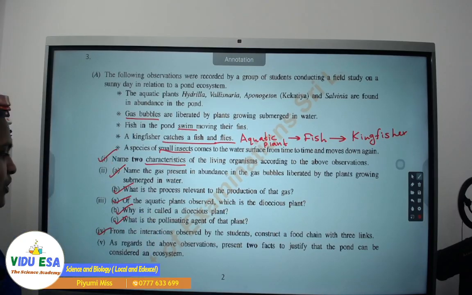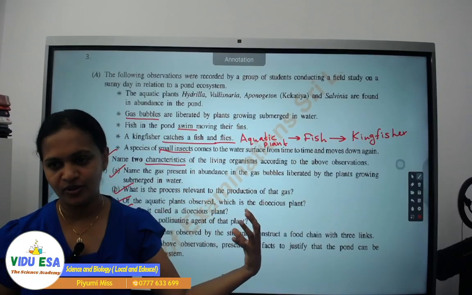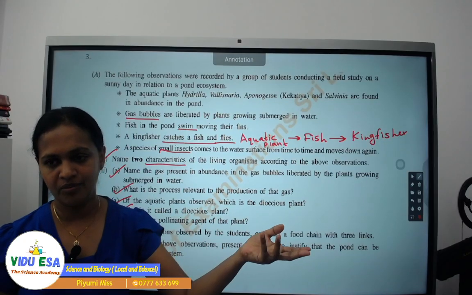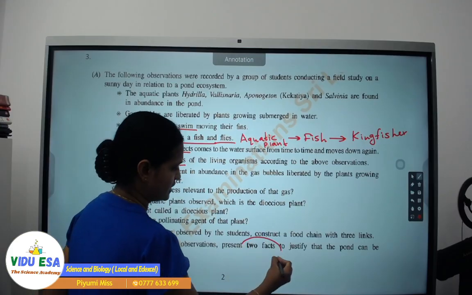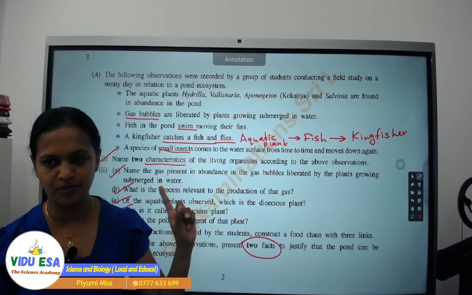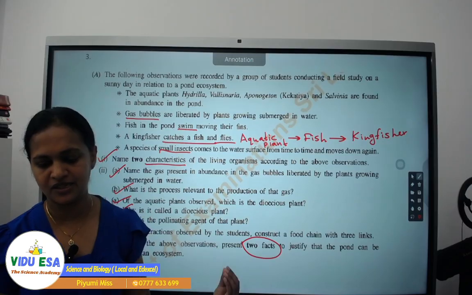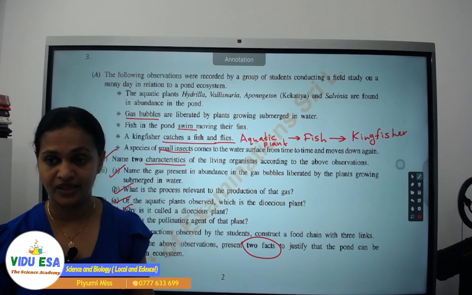As regards the above observations, present 2 facts to justify that the pond can be considered as an ecosystem. In an ecosystem, both biotic and abiotic factors should be present and they should interact with each other. Biotic means living, abiotic means non-living. How do you consider that this is an ecosystem? You have to say 2 facts. Living and non-living things are present. The presence of living components and non-living components. 1 mark. You have to say both are present.